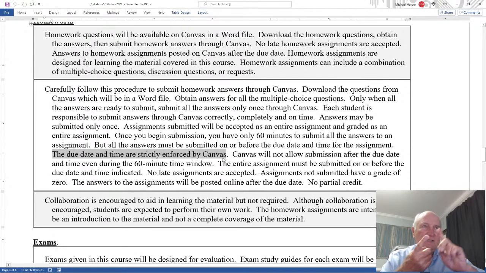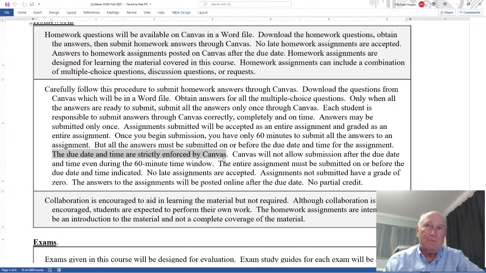So 1, you can submit it yourself. 2, once the 60 minutes is up, it's going to submit it, and it's submitted whether you want to or not. 3, the due date and time, 11:59 p.m. Sunday night, it's due. And whether you want to or not, it's submitted, and that's your submission. So if you don't put anything in there and it submits and you have 0, you get a 0. And that's why no late assignments are accepted.